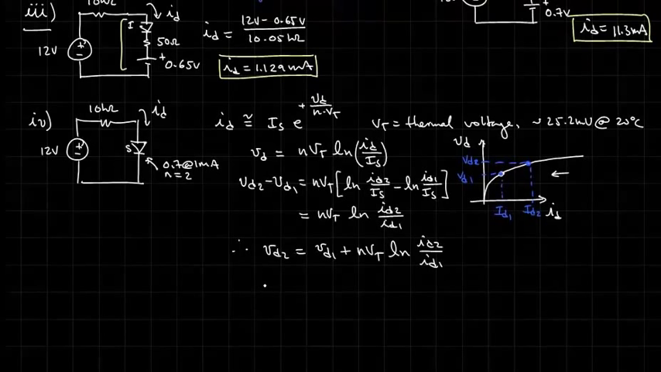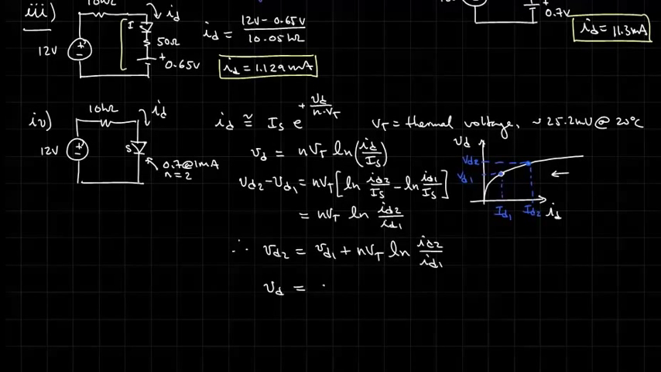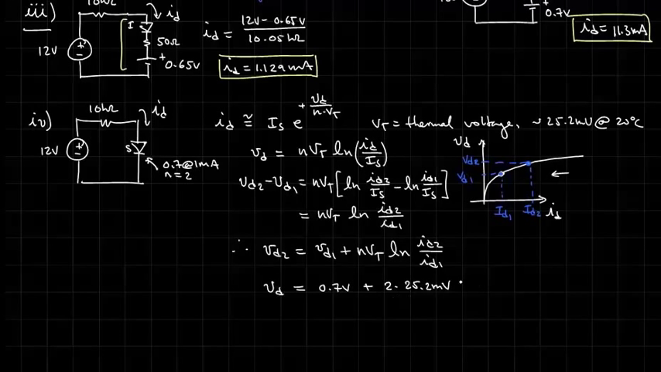Specifically in our case, we can write VD is equal to 0.7 volts plus 2 times 25.2 millivolts, which is going to be at room temperature, times the log of ID over 1 milliamp. Okay, so see, we don't need IS. IS is not needed. We could find IS from here, but we don't need IS here.